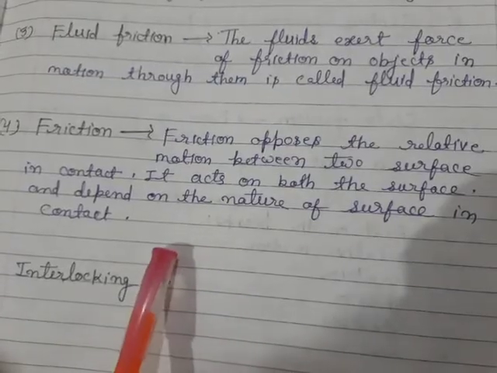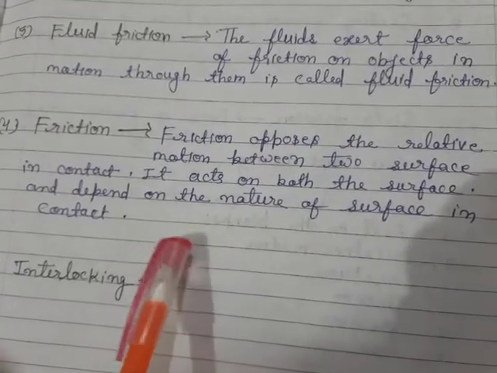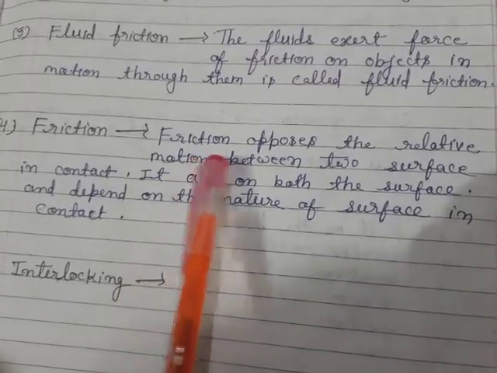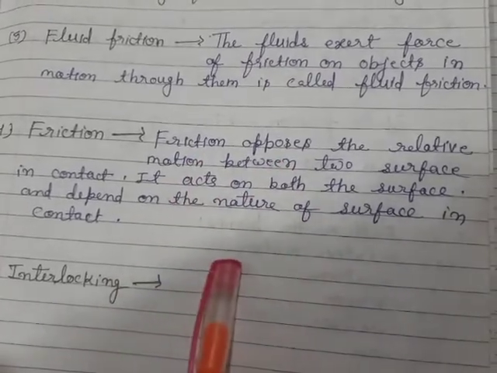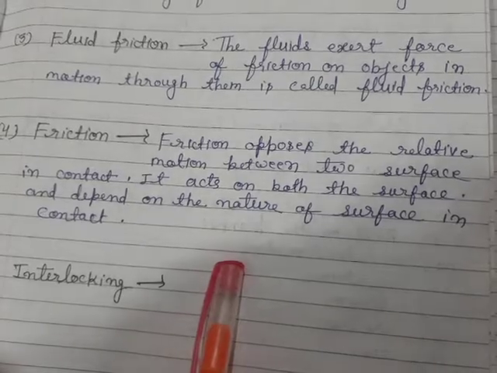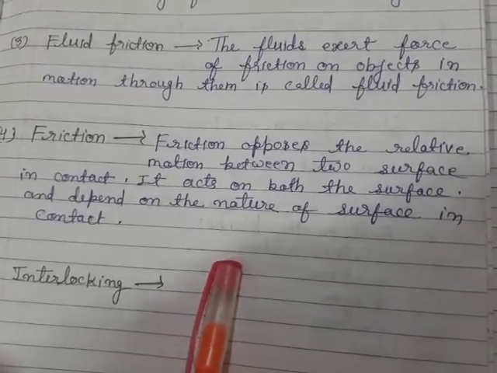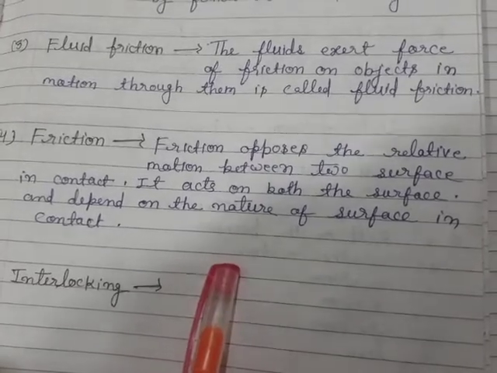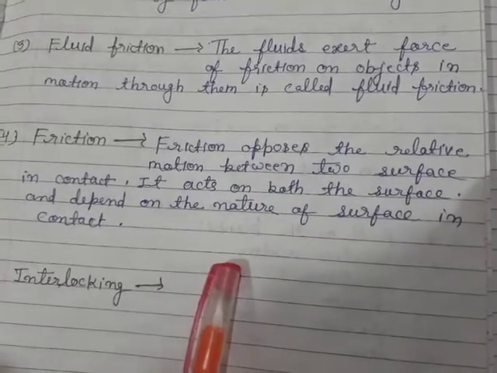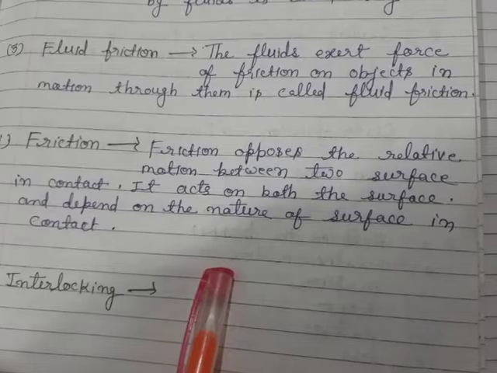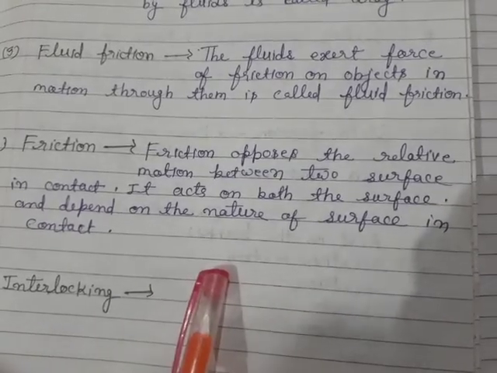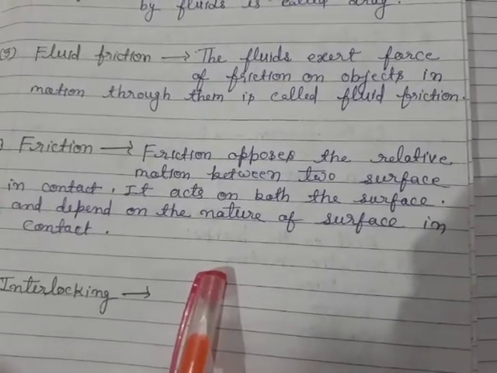So, we will define friction like this. Friction opposes the relative motion between two surfaces in contact. It acts on both surfaces and depends on the nature of the surfaces in contact. For friction, two surfaces are essential.